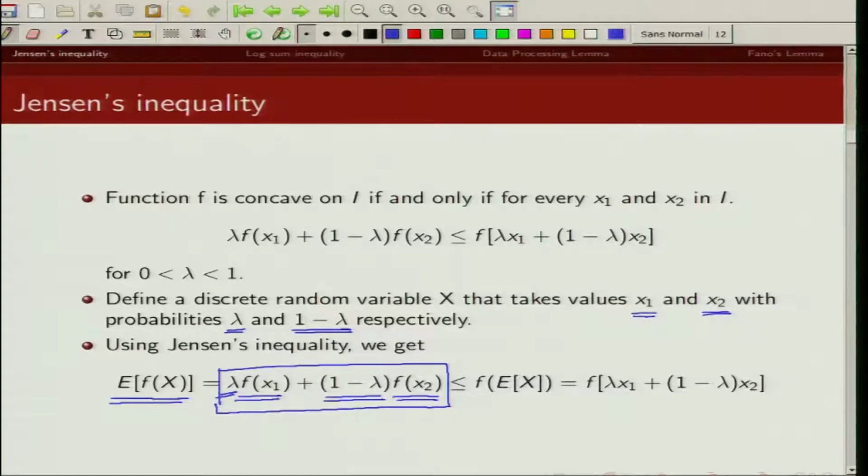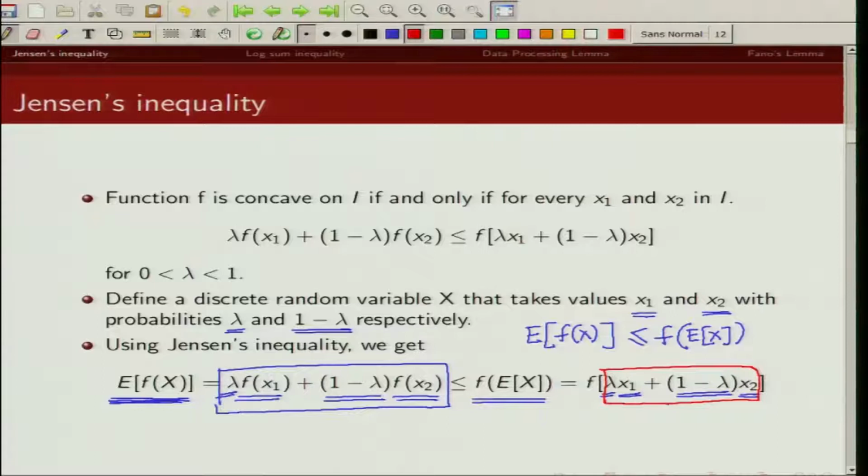Now Jensen's inequality says if the function is concave, then the expected value of the function is less than or equal to the function evaluated at the expected value of x. So according to Jensen's inequality, this term will be less than this. Now what is the expected value of x? x1 happens with probability lambda and x2 happens with probability 1 minus lambda. So the expected value of x is given by this expression. So then applying Jensen's inequality, we get this result.